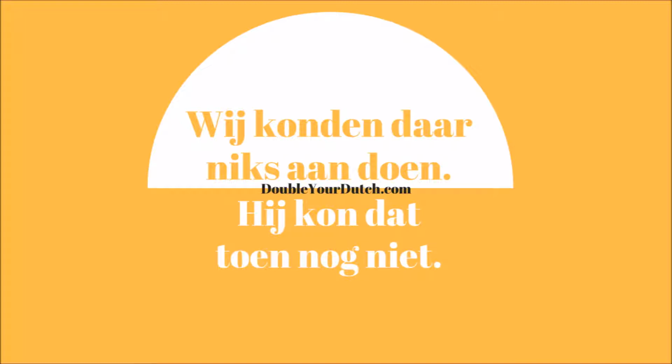You say, we could do nothing. Hij kon dat toen nog niet. Okay, so hij kon, he could, that. So he couldn't do that, essentially. Toen is then, or back then, always in the past. Nog niet is not yet. Yeah? So he could not do that yet, back then.